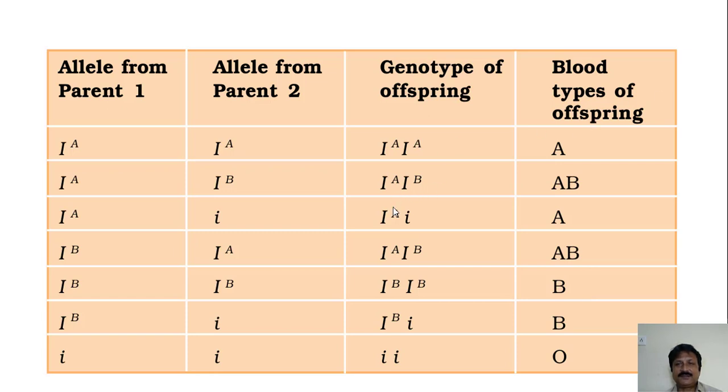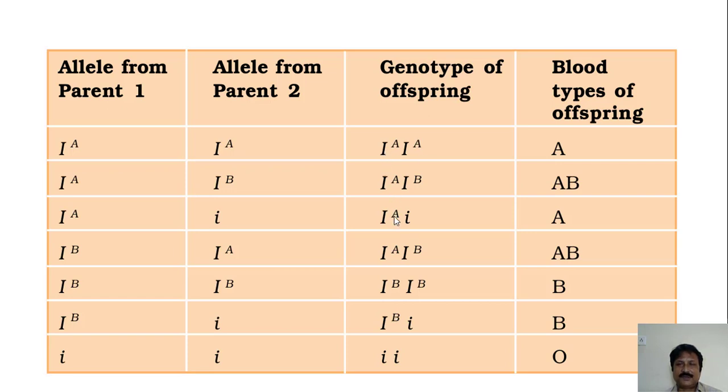You can have it. Do you know how? If the father is having this combination, and the mother is having this combination, that is, father is heterozygous A, mother is heterozygous B. Now, what are the possible combinations? The father is A blood group, the mother is B blood group. Both of them are heterozygous.